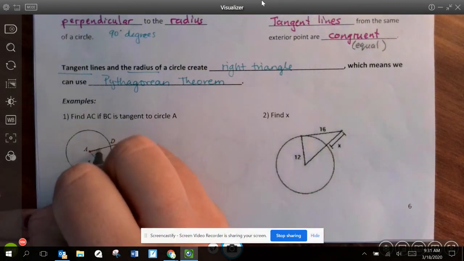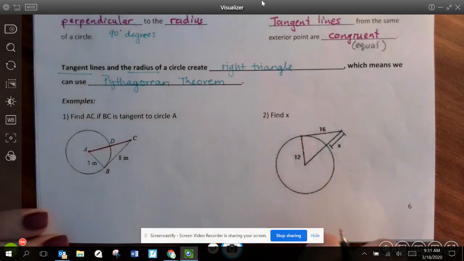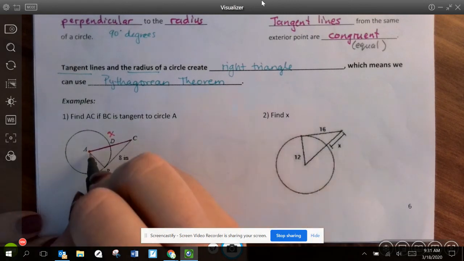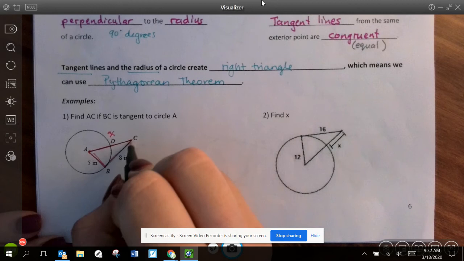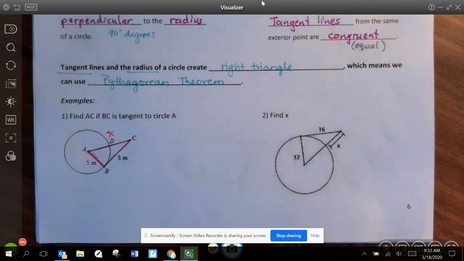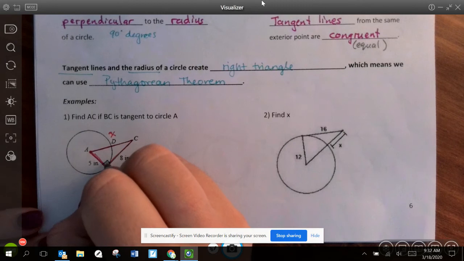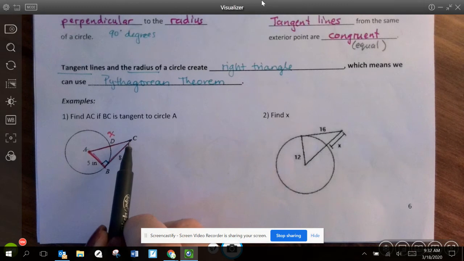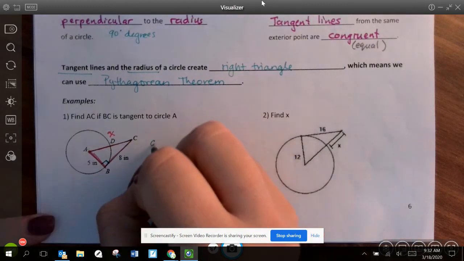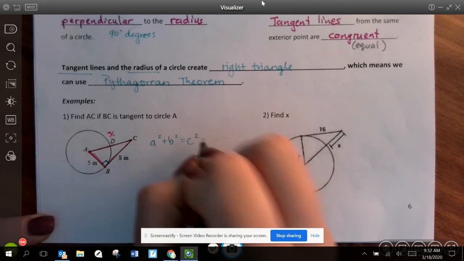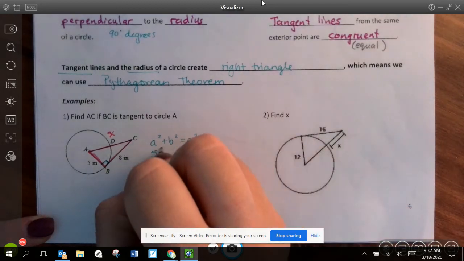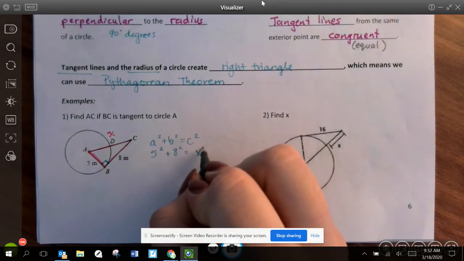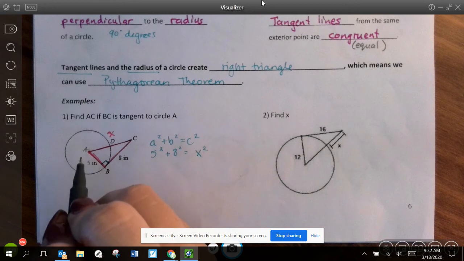So I'm looking for AC, okay? We'll just call that X. And what I know is here I have a radius and a tangent, which means that this angle right here that they form is my right angle, which means this is my hypotenuse because it's across from my 90-degree angle. That's also going to be my C. So if I started by writing a squared plus b squared equals c squared, my a squared would be 5, my b squared would be 8, and my c squared, I don't know. That's my hypotenuse right here, okay?